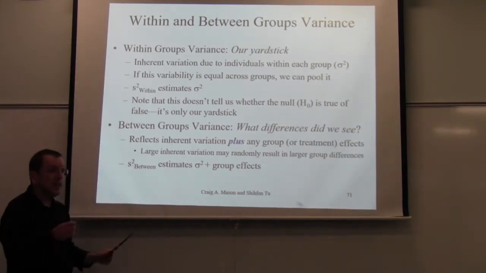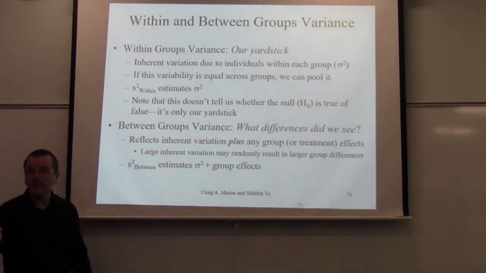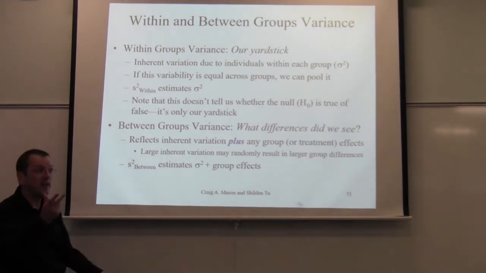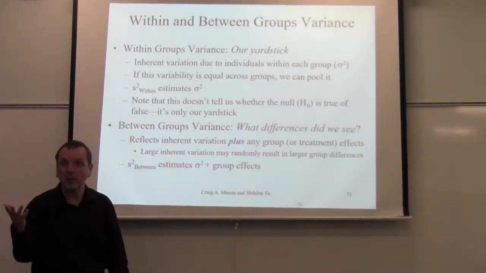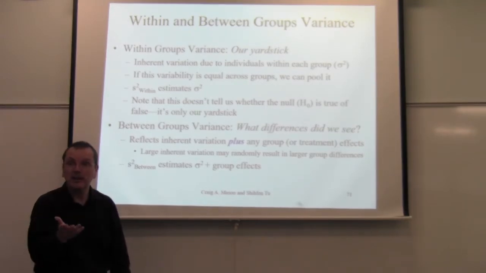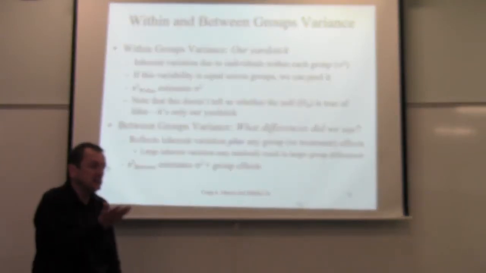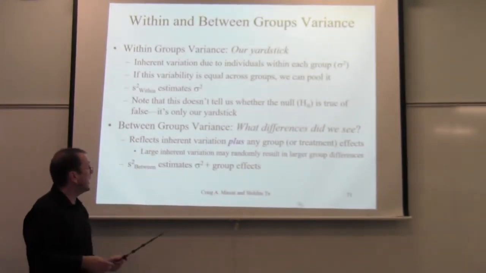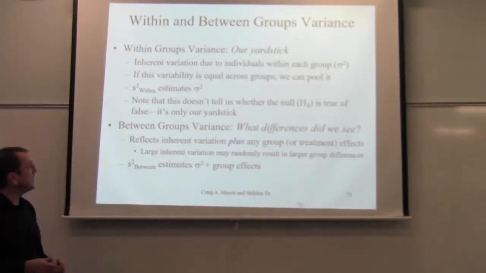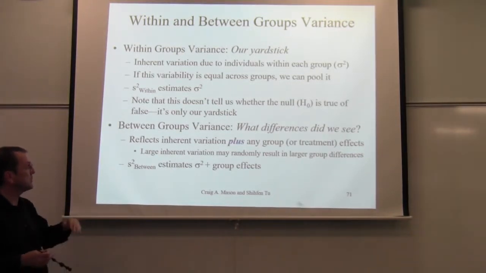The within group variance alone doesn't tell us anything. It's just a yardstick. In fact, you can't really tell if it's big or small. The number doesn't have meaning on its own. It's just our yardstick. But when we combine it with the between groups variance, it becomes more useful.